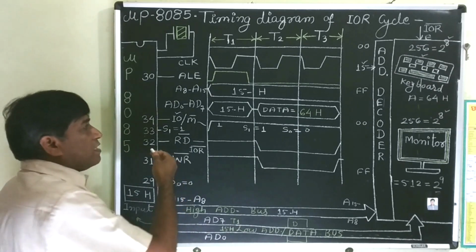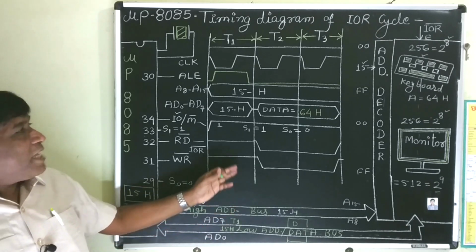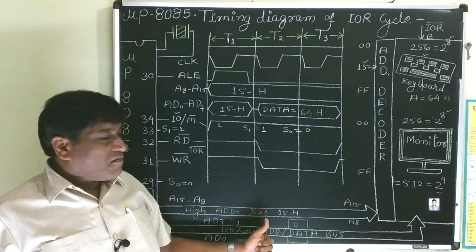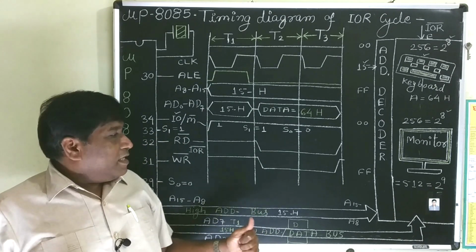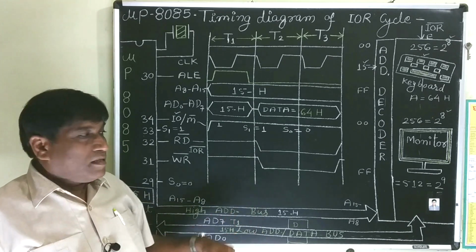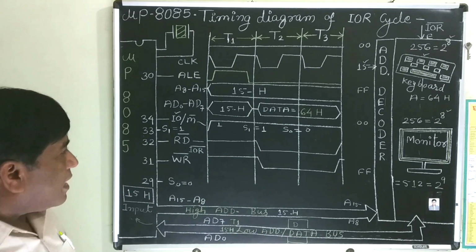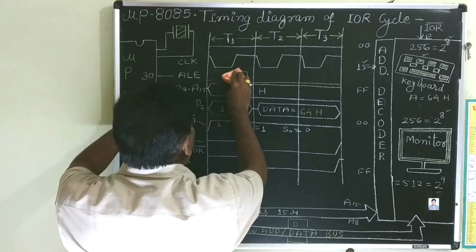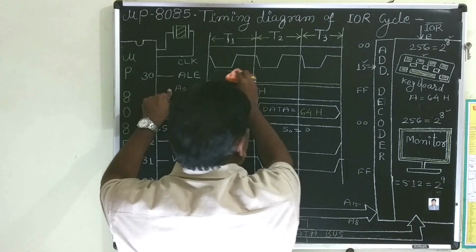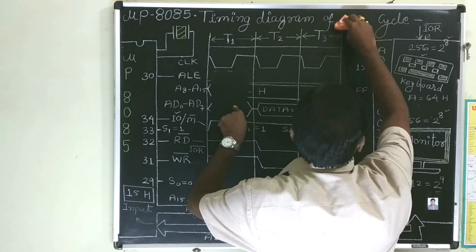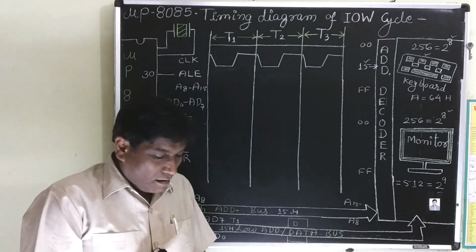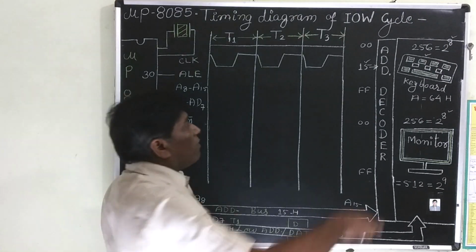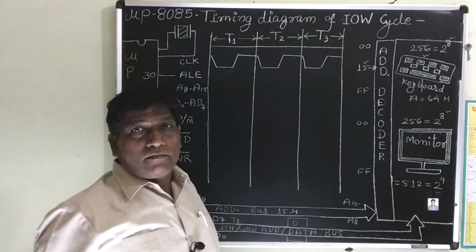In this way we can easily draw the timing diagram for the IO read machine cycle, and I think we have explained everything, and it is very easy to draw. And now after this we will understand the timing diagram for the IO write operation. Okay, now we will understand the timing diagram for the IO write cycle.